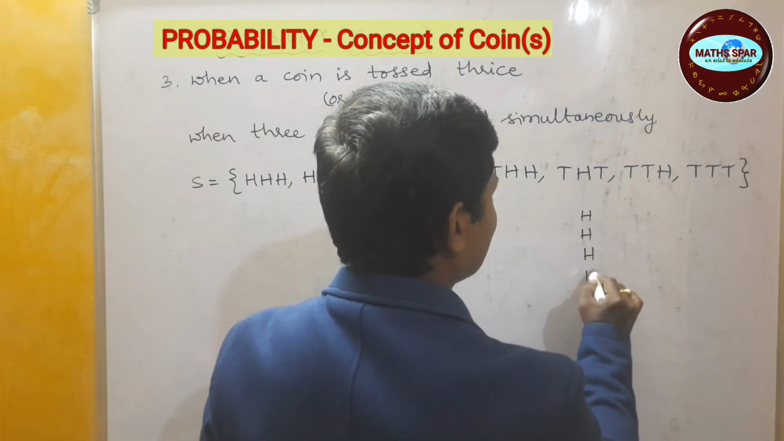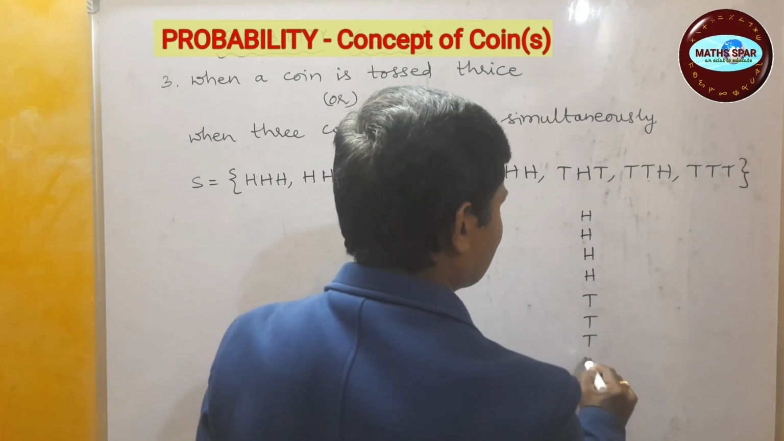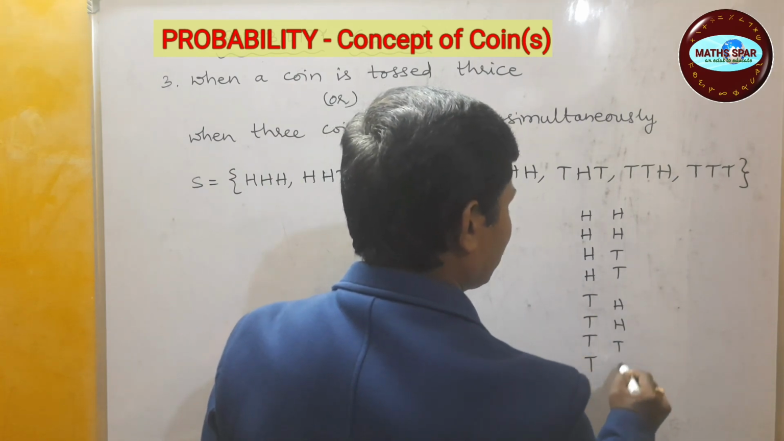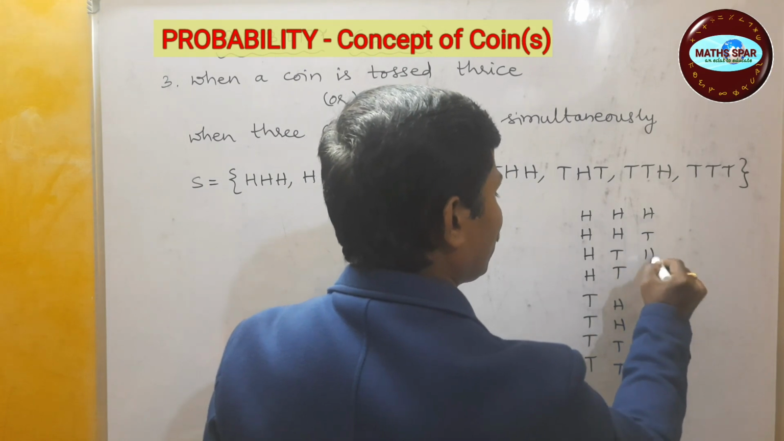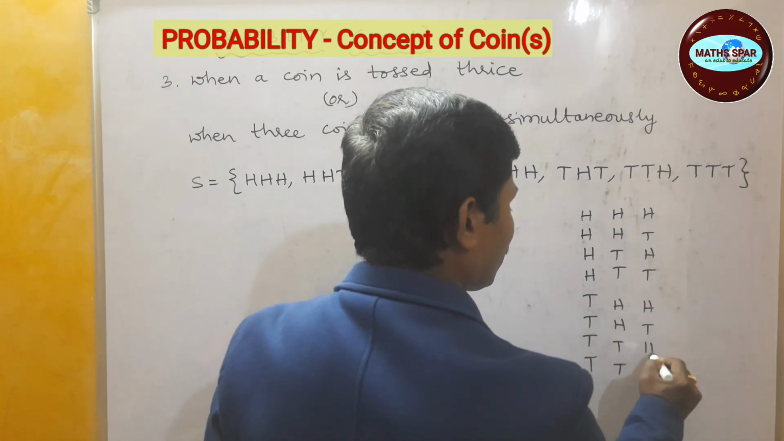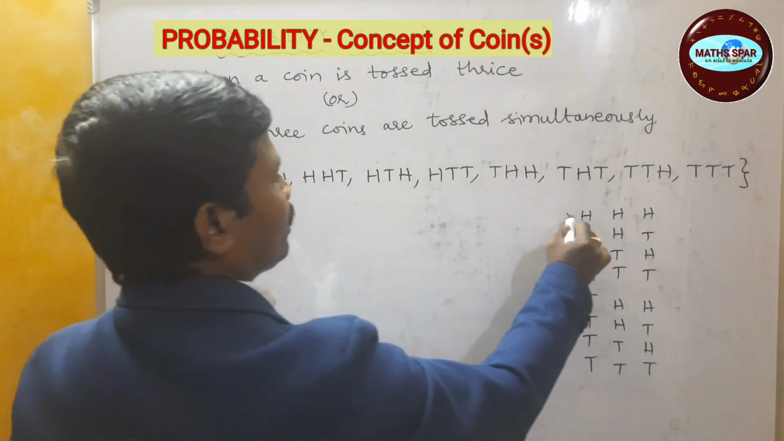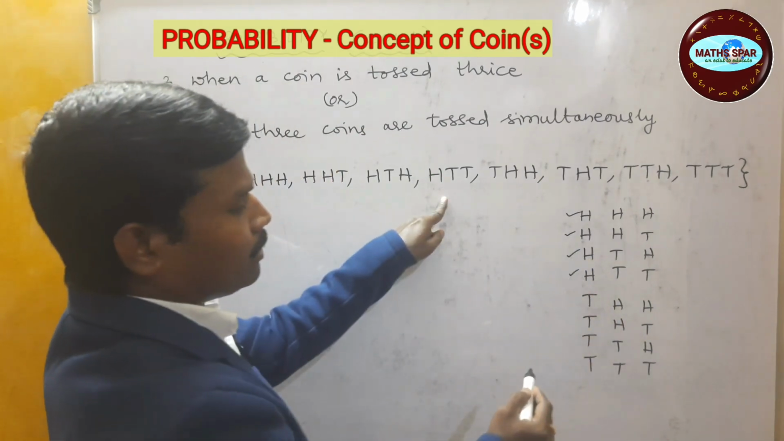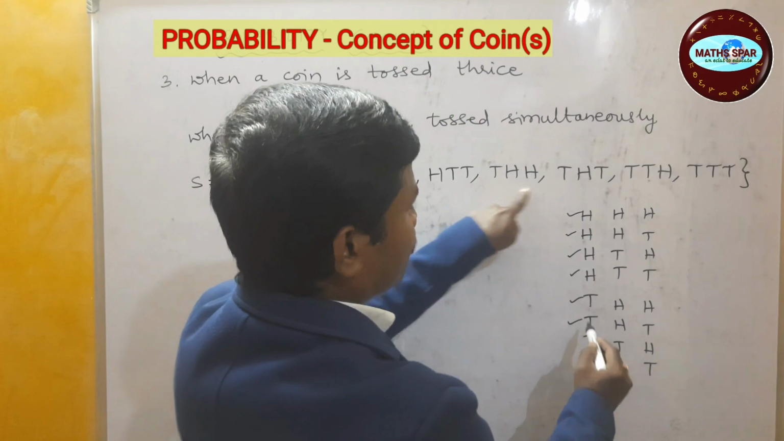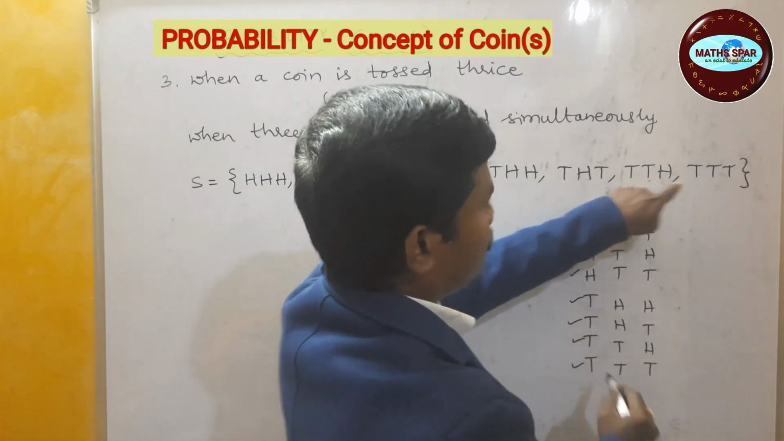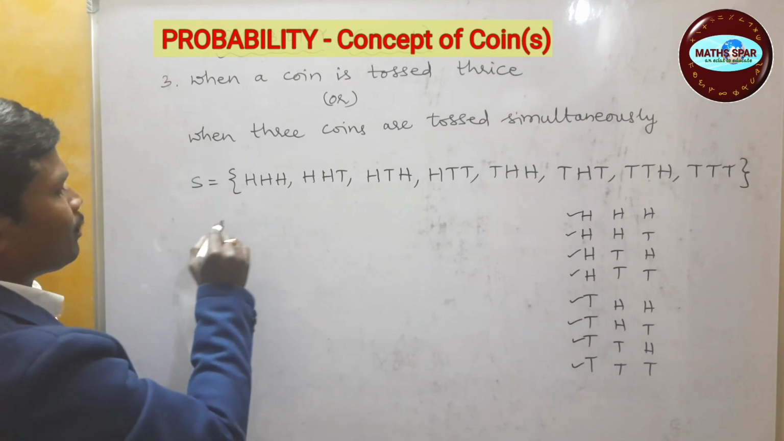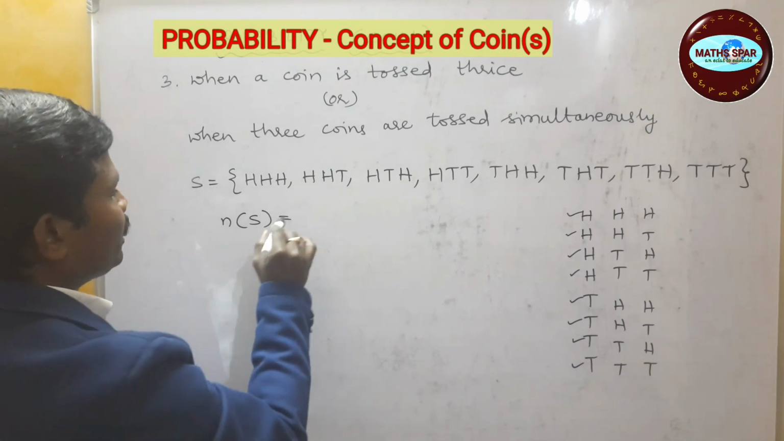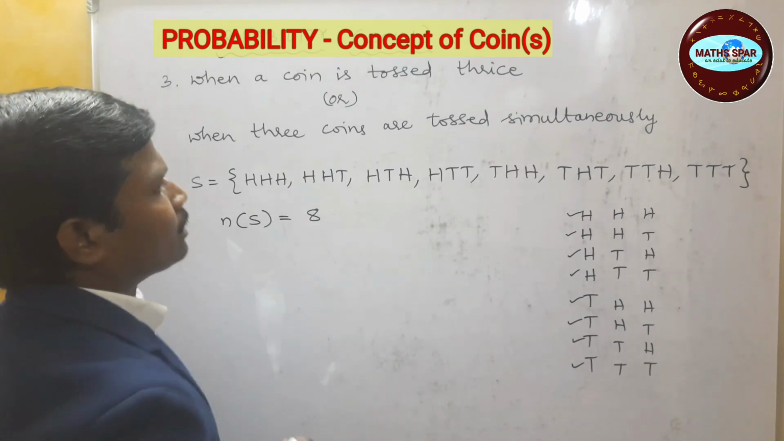First I will write 4 heads, then 4 tails, then 2 heads, 2 tails, 2 heads, 2 tails, then 1 head, 1 tail, 1 head, 1 tail, 1 head, 1 tail, 1 head, 1 tail. So now HHH, HHT, HTH, HTT, then THH, THT, TTH, TTT. So the total number of outcomes, that is n of S, is 8.